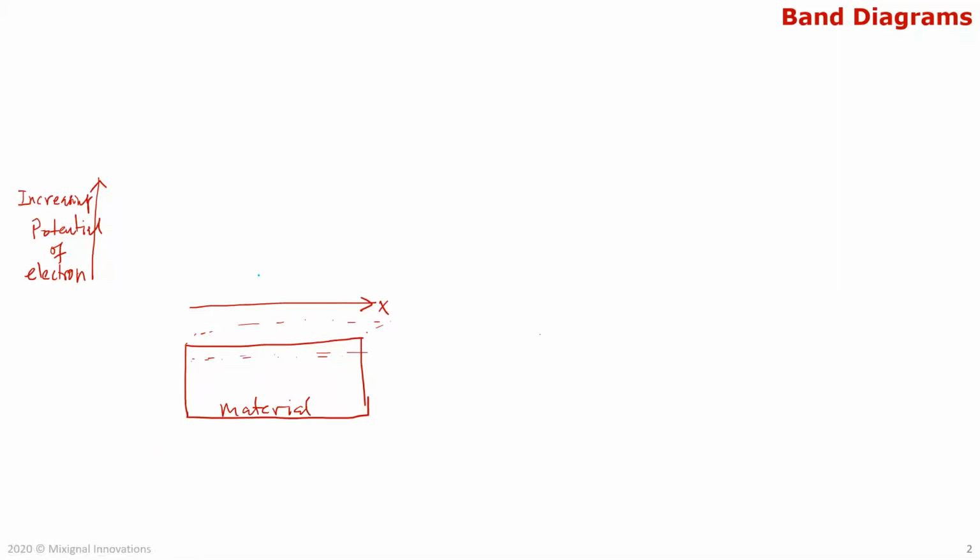The first is two lines, which shows, so I'll show, it's called EC, sorry. This is EV, and then you have another band called EC. And this is what's called the valence band. And this is called the conduction band.